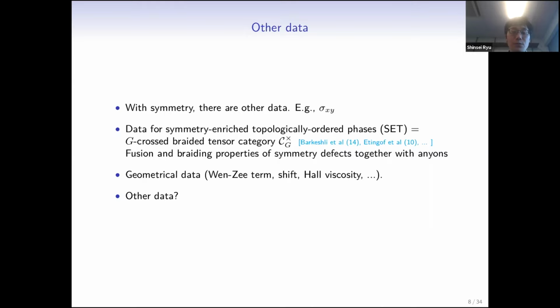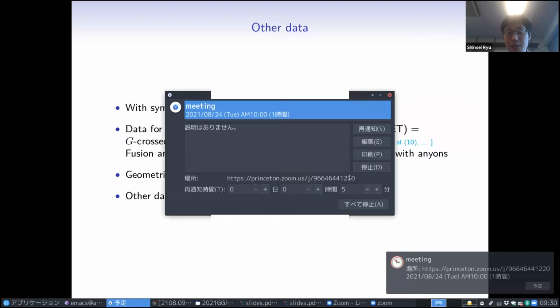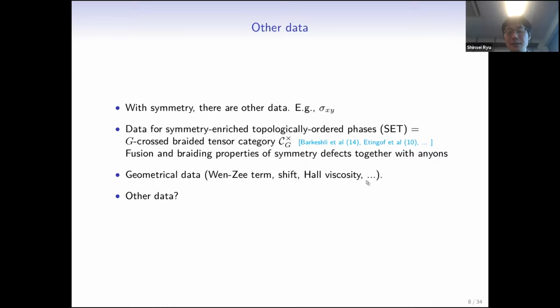Okay, and then there can be other kinds of data, such as the geometrical data. The data we have just discussed are all topological in the sense that they are related to space-time topology of, for example, anyon diagrams, or they are related to topological ground state degeneracy. But physics is somewhat richer, so we could have more data characterizing topologically ordered phases. In the quantum Hall effect, there are quantities known as Wen-Zee term, shift, Hall viscosity, and a lot more. These are geometrical data in the sense that they couple to the underlying metric of the system. But these are important characterizations of topologically ordered phases.